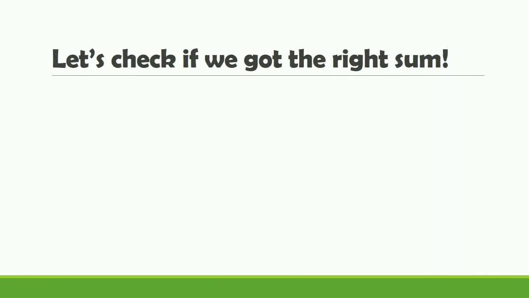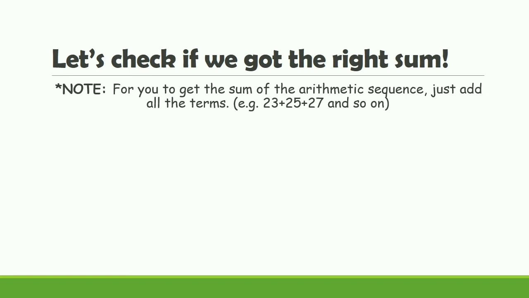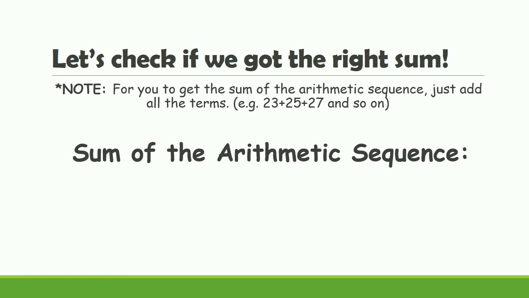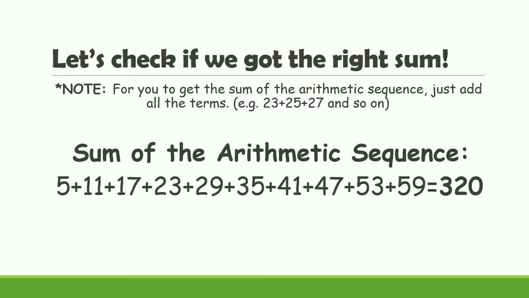Let's check if we got the right sum. Note, for you to get the sum of the arithmetic sequence, just add all the terms. Example given, 23 plus 25 plus 27 and so on. Sum of the arithmetic sequence 5 plus 11 plus 17 plus 23 plus 29 plus 35 plus 41 plus 47 plus 53 plus 59 is equal to 320.